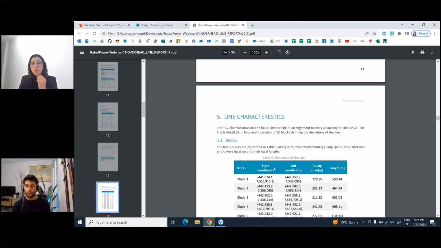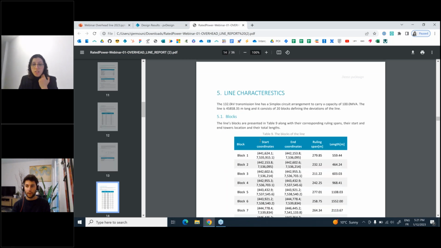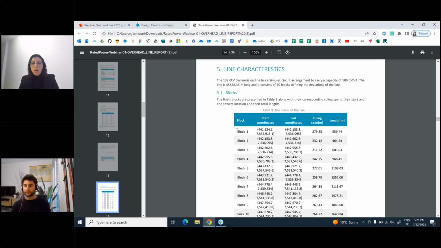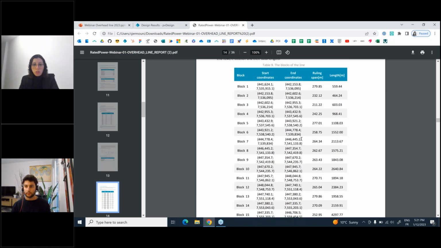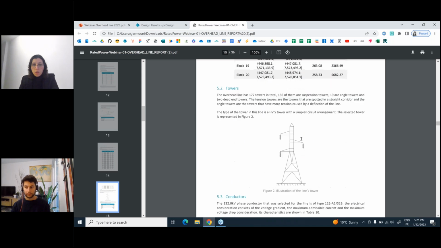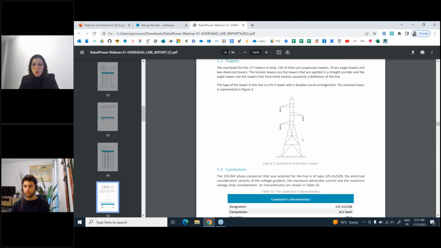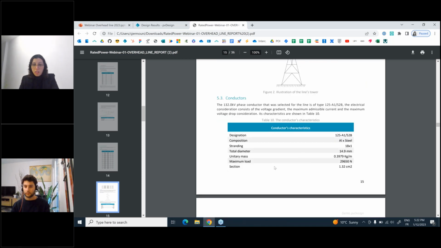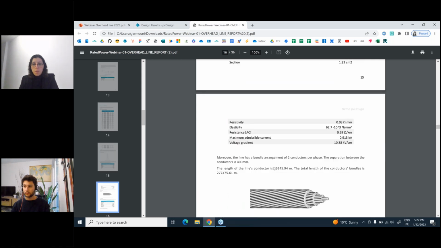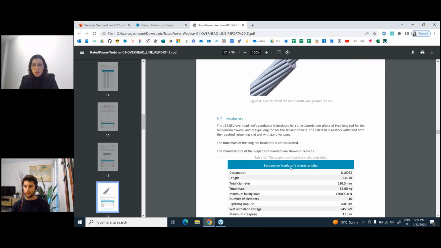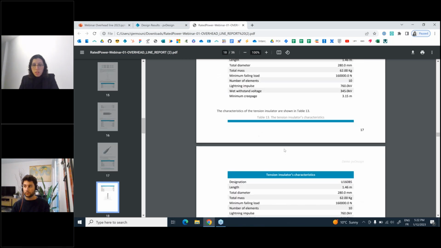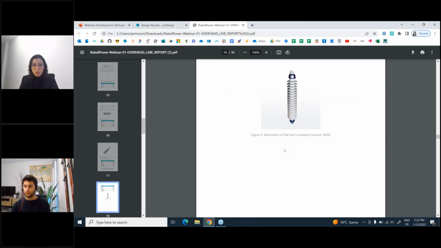Then we have a chapter regarding the line characteristics. You will find here a table that represents all the blocks with the ruling span, where it starts and where it ends, the length of each block, and that goes for all the blocks. Then you have a description of all the equipment: the tower, the conductor that has been selected by the user, the earth wire, also the insulators for the suspension type and the tension insulators. So you find their descriptions in there.